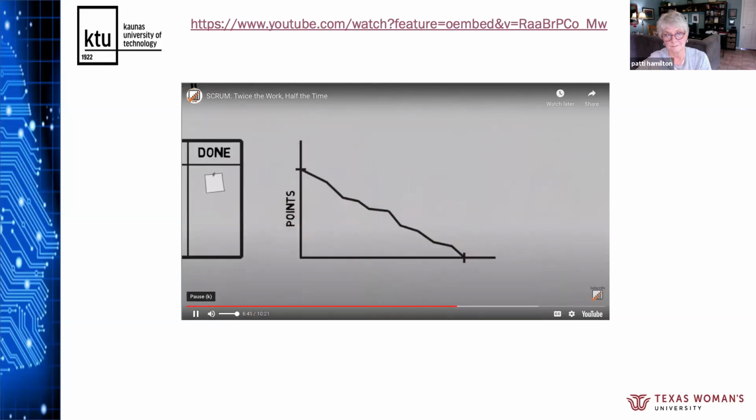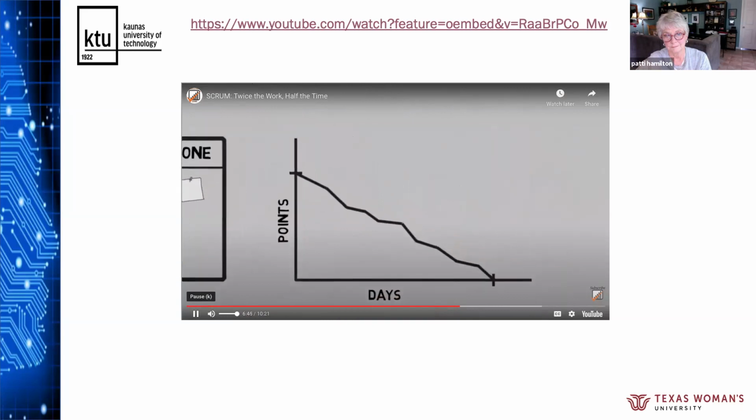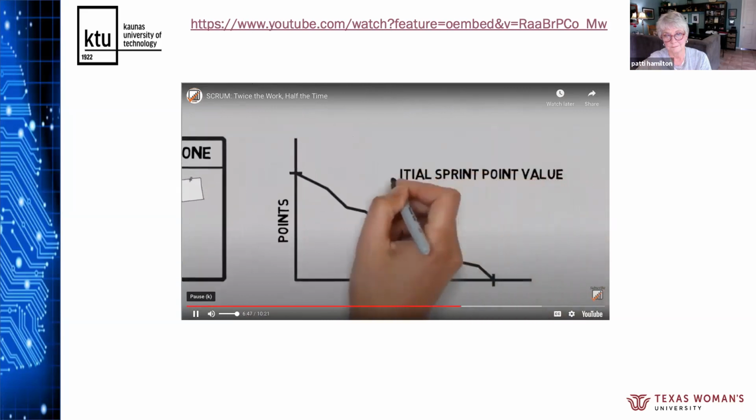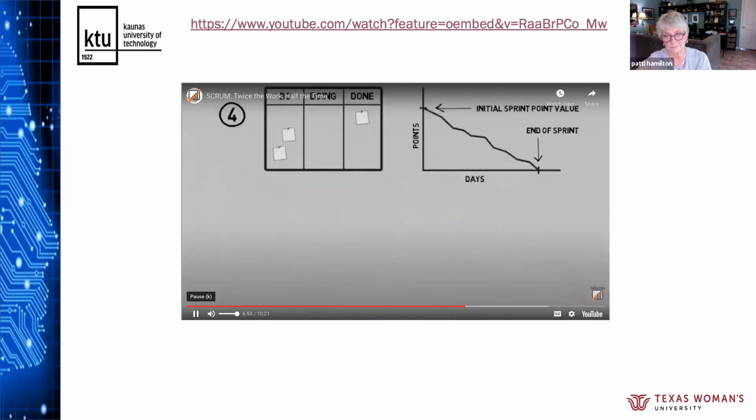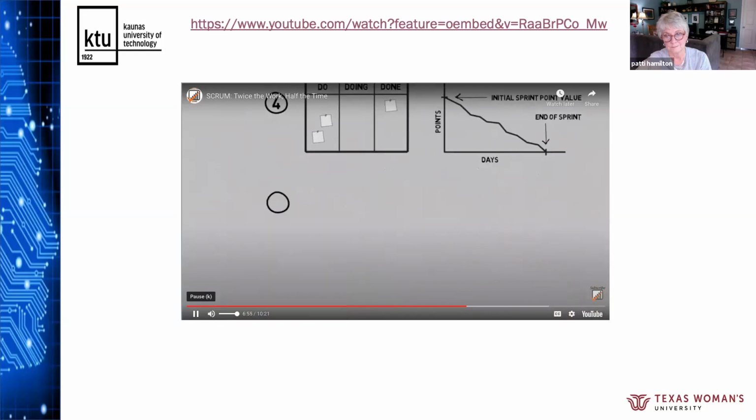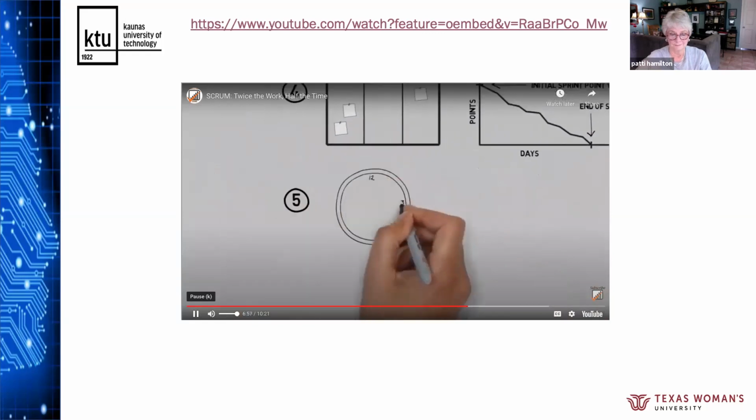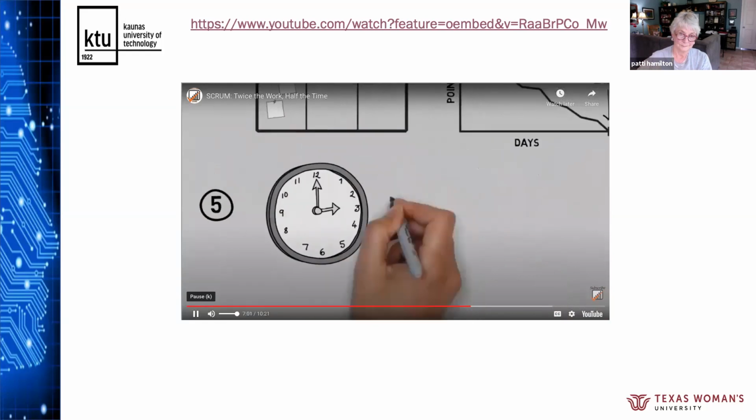The burn down chart is simply a chart that has an initial sprint point value on the y-axis, and you want to subtract from that initial point value each day to, at the end of the sprint, hopefully be down to 0 points remaining. Step number 5 of a Scrum sprint is to do daily 15-minute stand-up meetings.